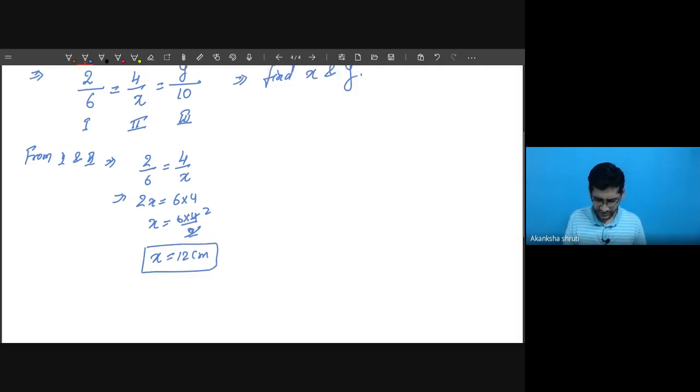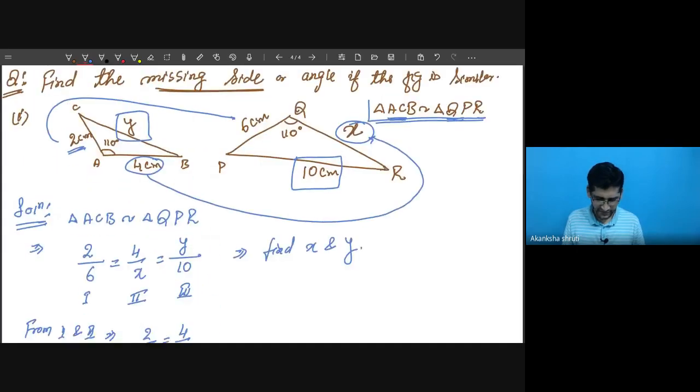So this needs to be maintained. So this x value should be 12. Observe, 2 is multiplied with 3 to get this 6. Obviously, the 4 needs to be multiplied with 3 to get the x. This is the meaning of maintaining the proportionality. So the proportionality or the factor is 3. By the same factor 3, we have to multiply.